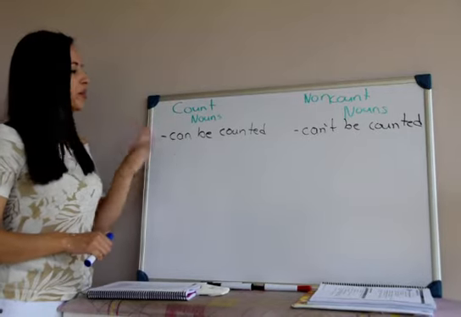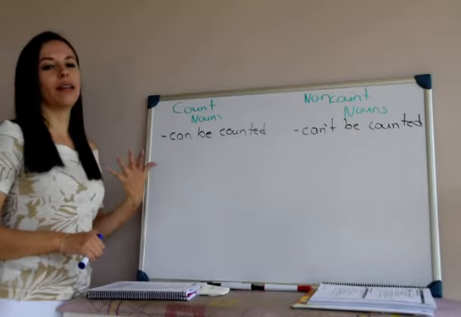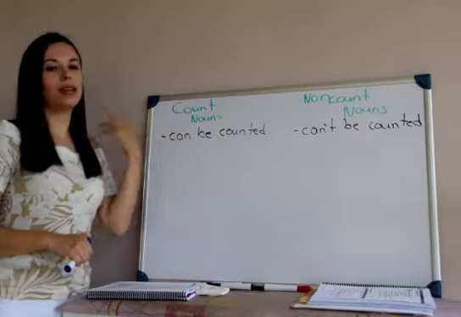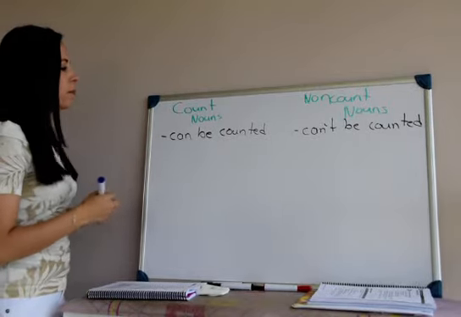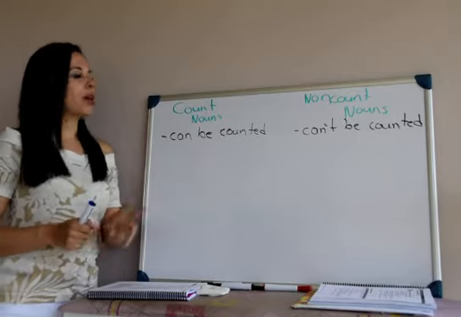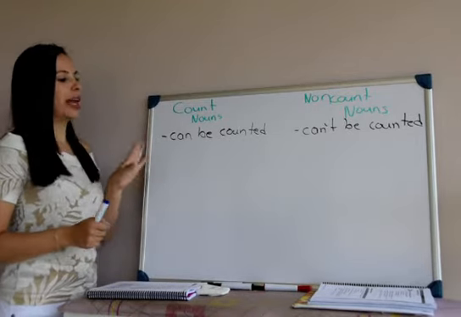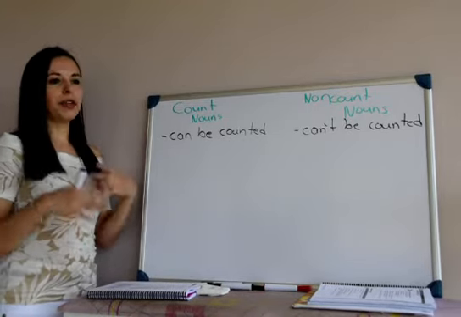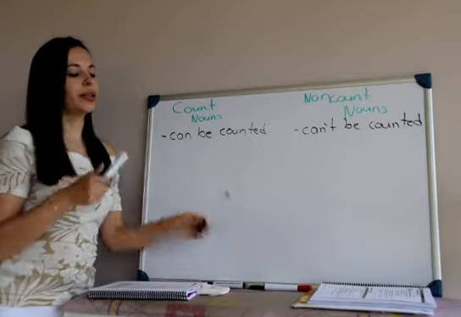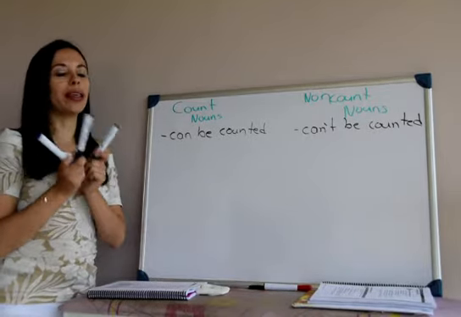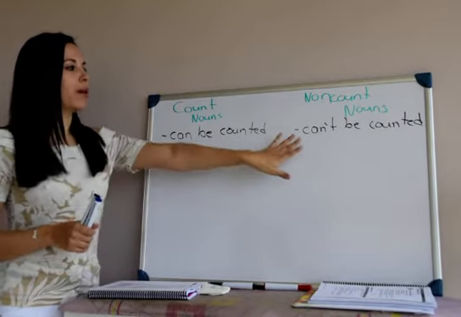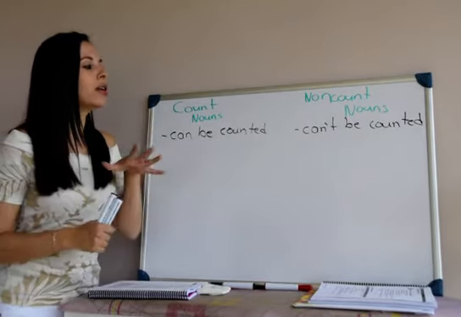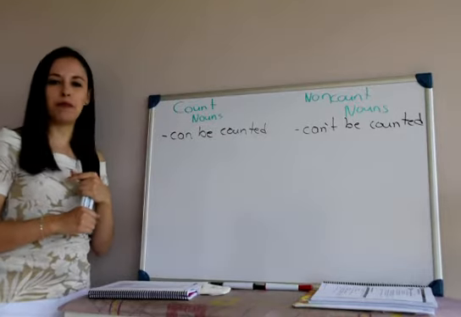Okay guys, so we're going to start this class with an explanation of the count nouns and the non-count nouns. You already know that nouns are the subject of the sentence, right? But there are two types of nouns. You have the count nouns, which can be counted. For example, I can say 1 marker, 2 markers, 3 markers. These are count nouns. But we can also have non-count nouns, which can't be counted.